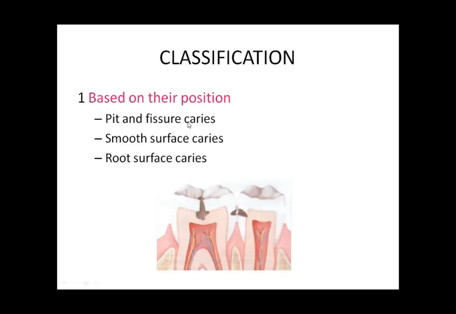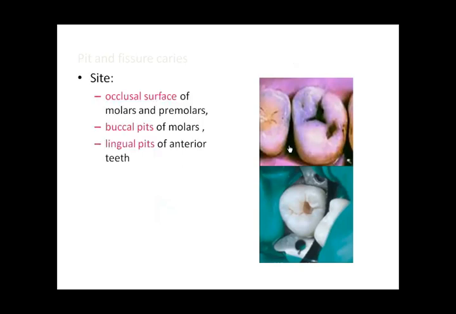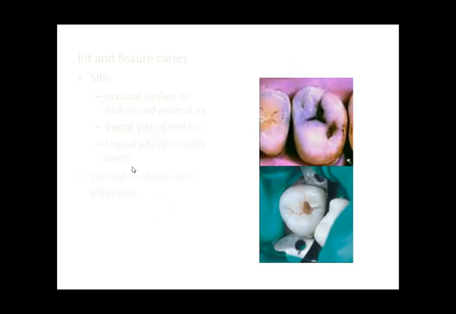Classification based on position: pit and fissure caries, smooth surface caries, and root surface caries. You can see here the different kinds. The first one is pit and fissure caries. The site is mostly the occlusal surface of molars and premolars, and buccal pits of the molars and lingual pits of anterior teeth. Dental sealants: we use some material, first we clean this area and then we seal it. Sometimes we use fluoride to coat the teeth, but it has the least preventive effect.